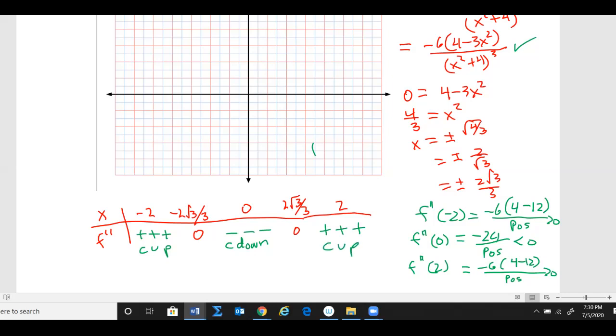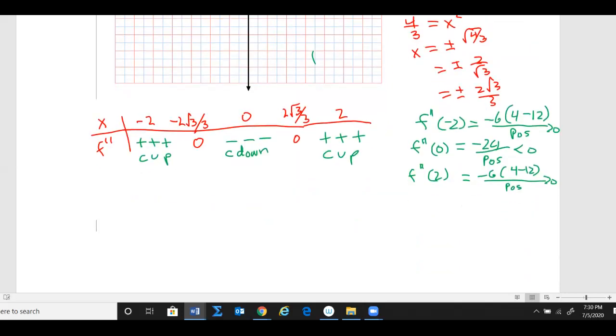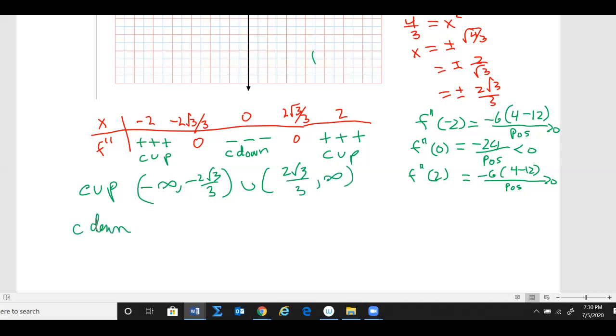So what we have is some changes. You can see from here, we can summarize from the table. We can say concave up from negative infinity up to negative 2 root 3 over 3, unioned with 2 root 3 over 3 out to positive infinity. C down would be the in-between, negative 2 root 3 over 3 to 2 root 3 over 3.